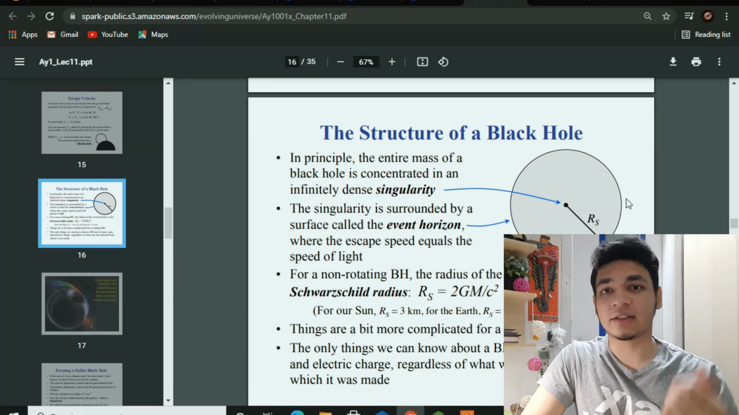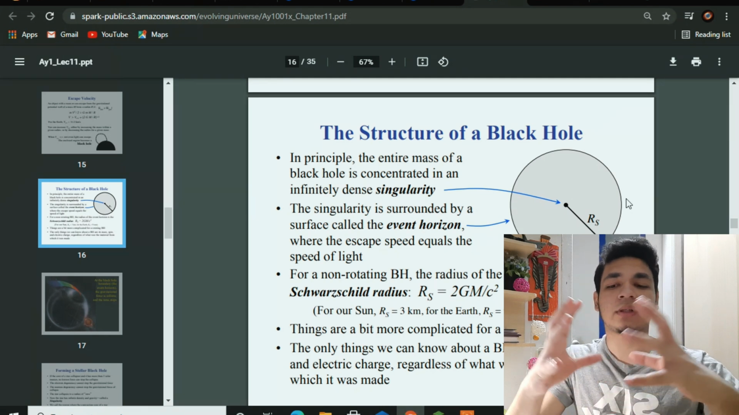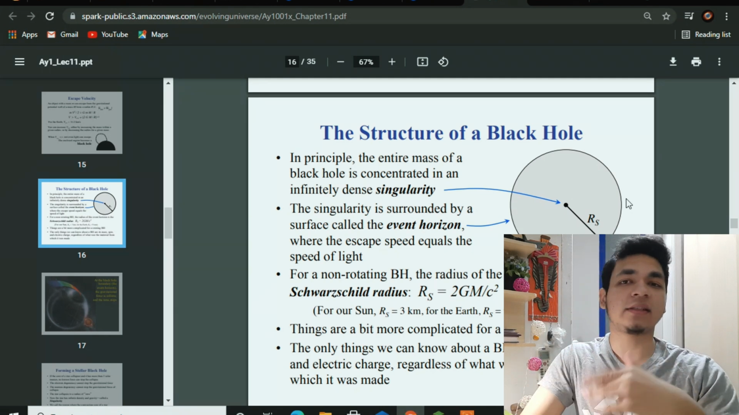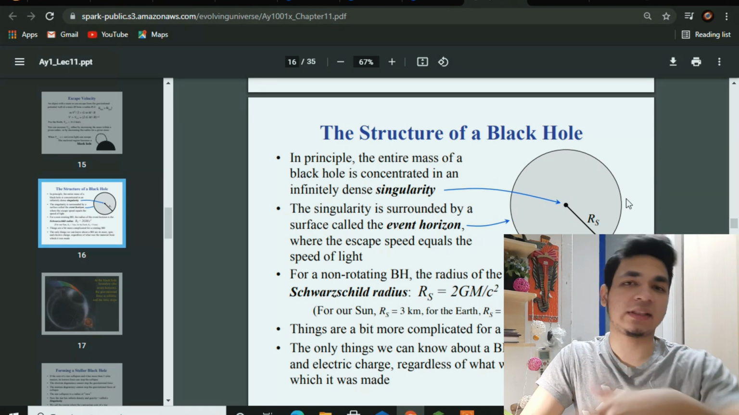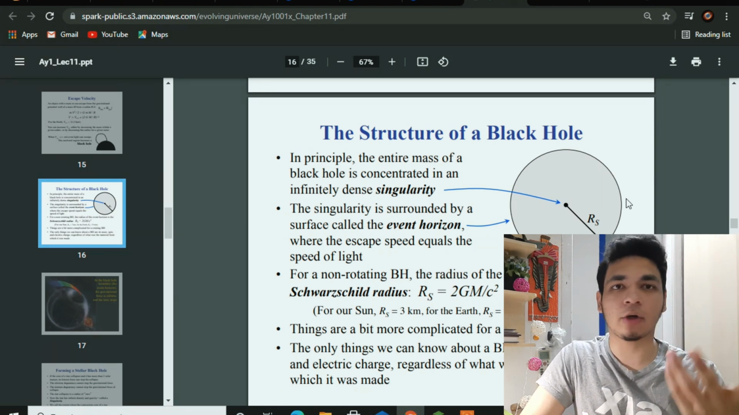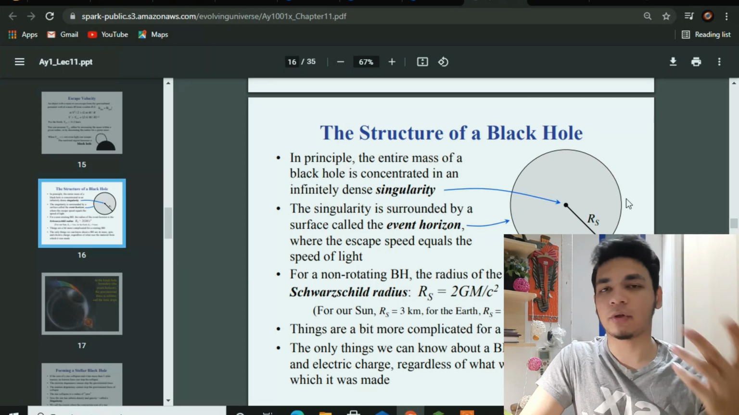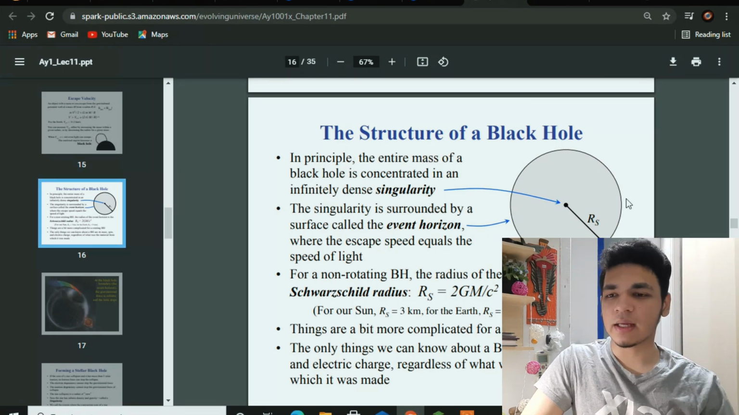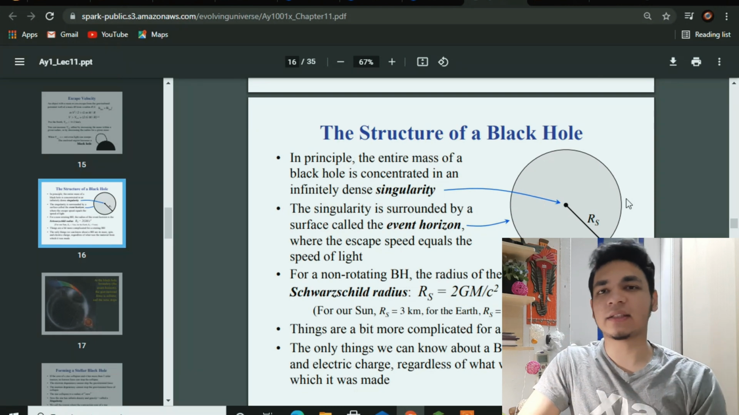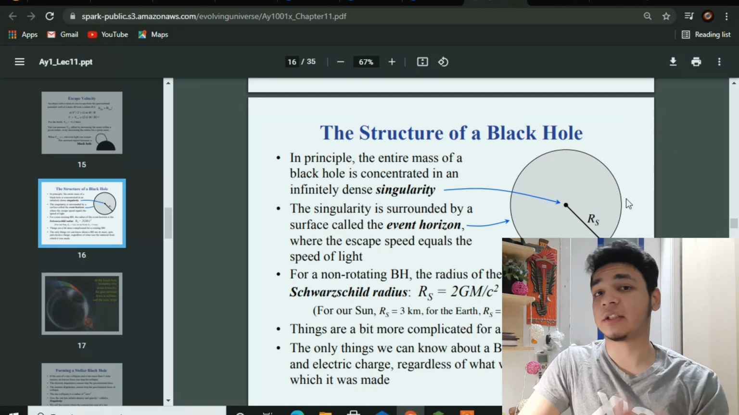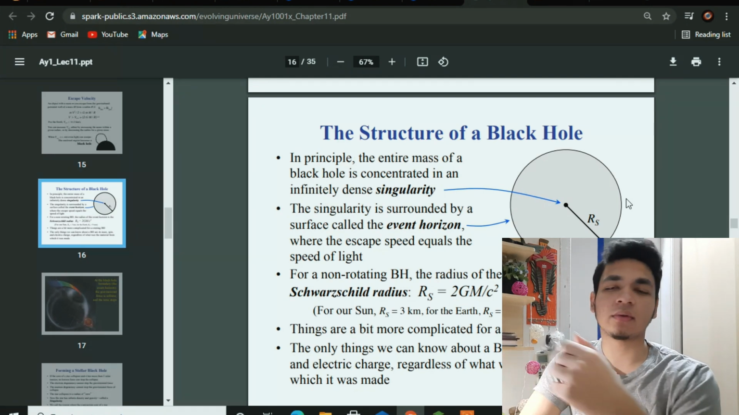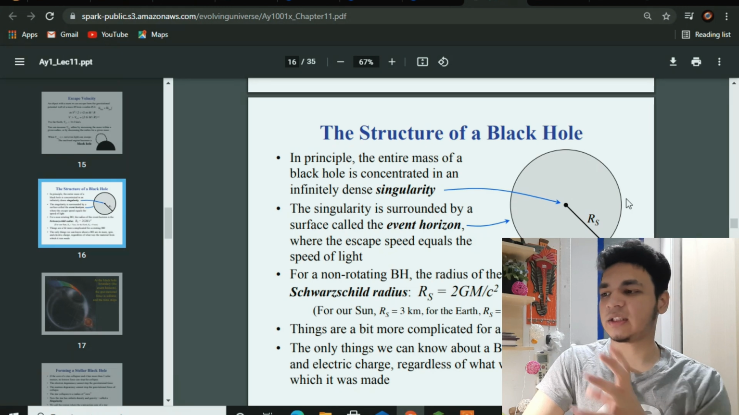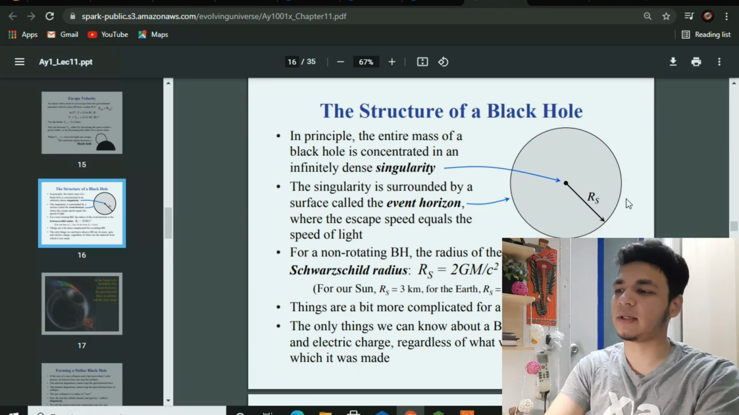So that's what the singularity is, and the event horizon is the zone around it where the escape velocity beats the speed of light. Escape velocity is basically how fast you need to go to escape the gravitational pull of any object. For example, of Earth, it's 11.2 kilometers per second. It varies with different planets and different cosmic structures. But for black holes, it's faster than the speed of light. So that's why you can't really see through black holes. And that's just the gist of what they are explaining.